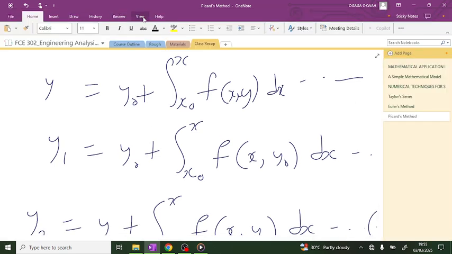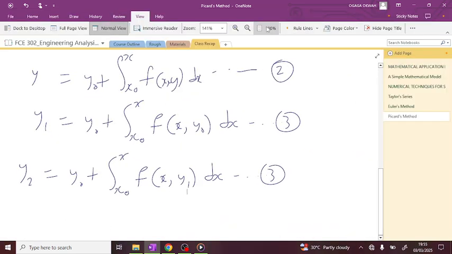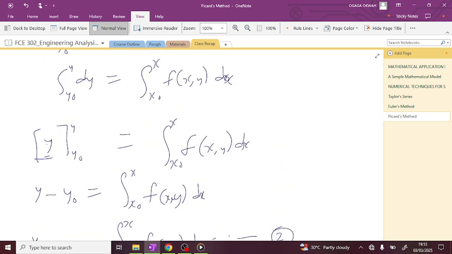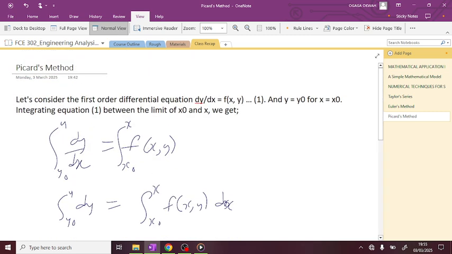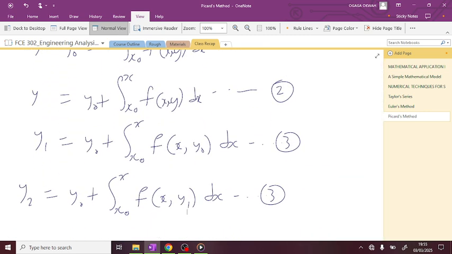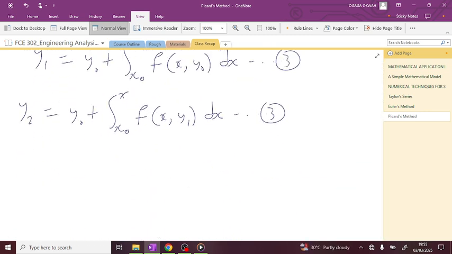This is just the idea. You can pause the video, slow down, and check again to see the whole thing so that you understand it. In our next video we are going to work an example using Picard's method.